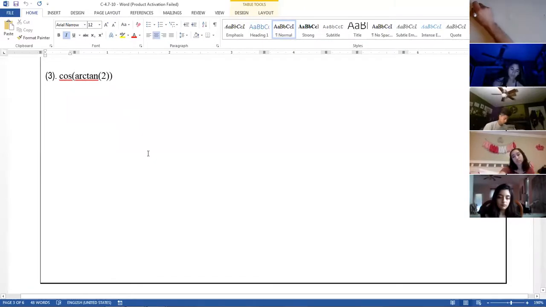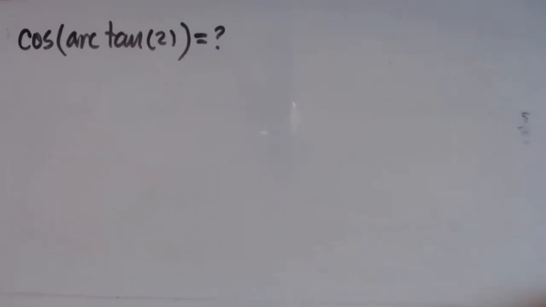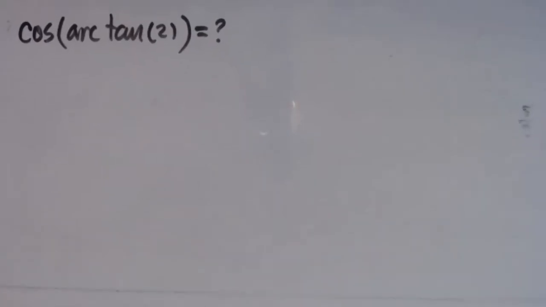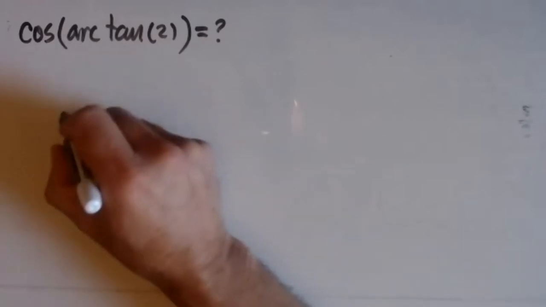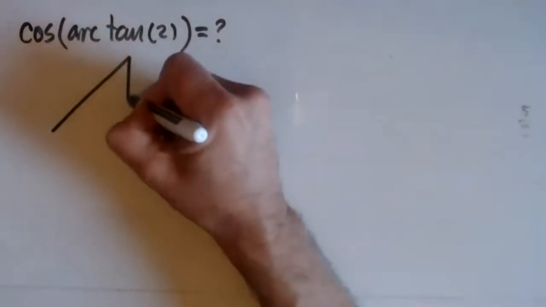Cosine of the arc tangent of 2, correct? This is what I have to find, okay? Let's go back to my board. Here is my board. Cosine of arc tangent of 2, okay? Again, step 1, I draw my right triangle. I sketch my right triangle.